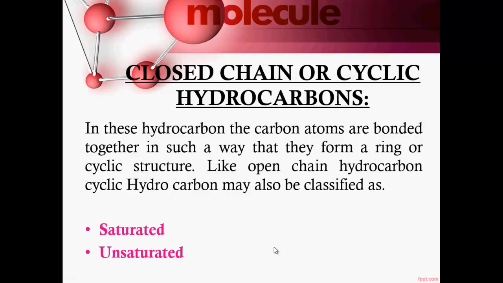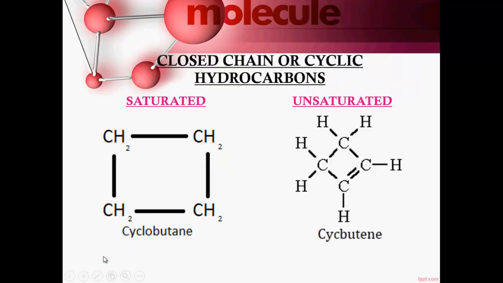Now come to closed chain or cyclic hydrocarbons. In these hydrocarbons, the carbon atoms are bonded together in such a way that they form a ring or cyclic structure. Like open chain hydrocarbons, cyclic hydrocarbons may also be classified as saturated and unsaturated. Saturated includes cyclobutane. Look, this is a ring. All the 4 carbon atoms are linked in a ring manner. And this one is unsaturated, it has a ring as well as a double bond.